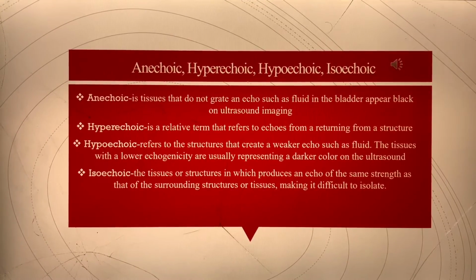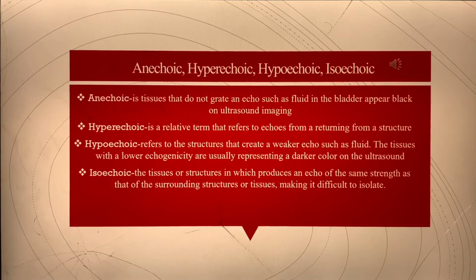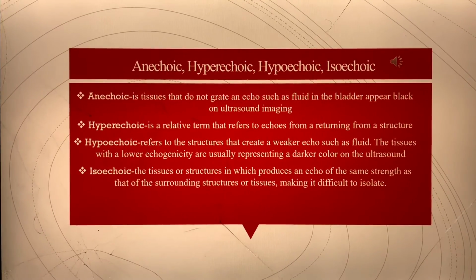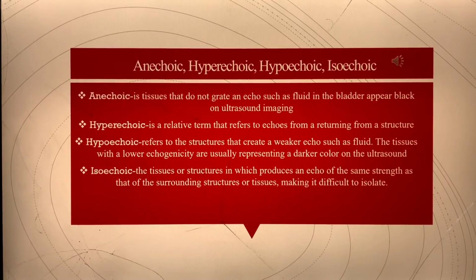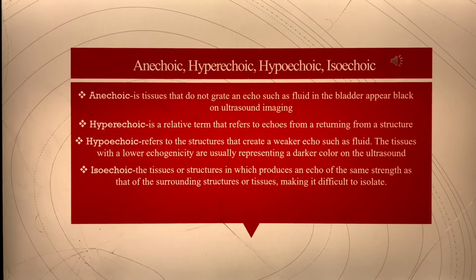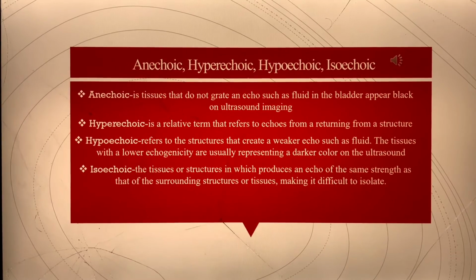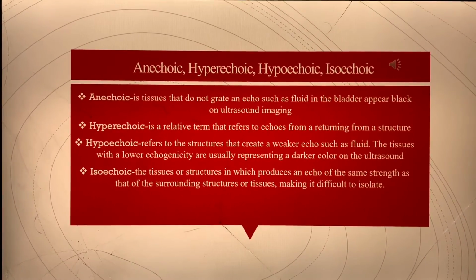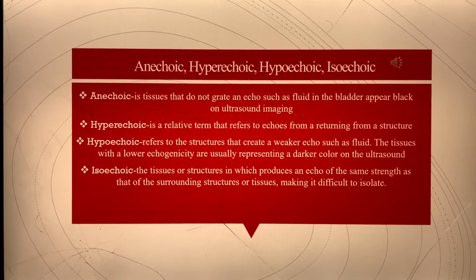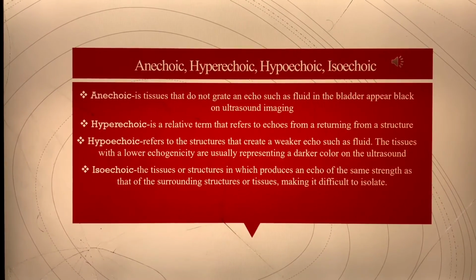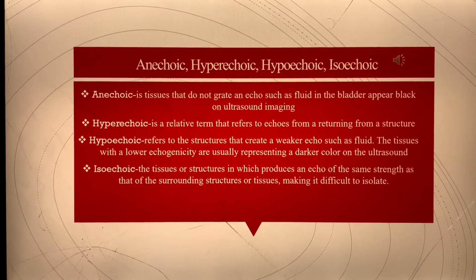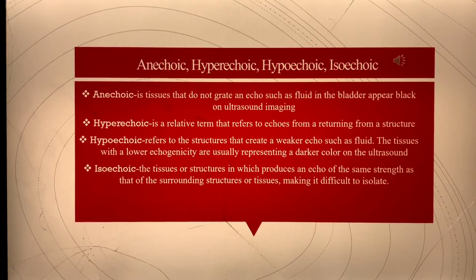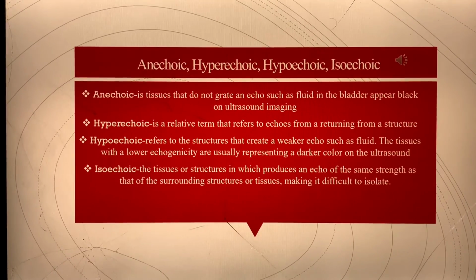So what is anechoic? Anechoic refers to tissues that do not reflect echoes, such as fluid in the bladder that appears black on ultrasound imaging. Artifacts of the ultrasound image, such as gas in the bowel or an acoustic shadow that does not represent an actual anatomic structure, appear black, which means there are no internal echoes. Some examples would be cysts, vessels, gallbladder, and water.